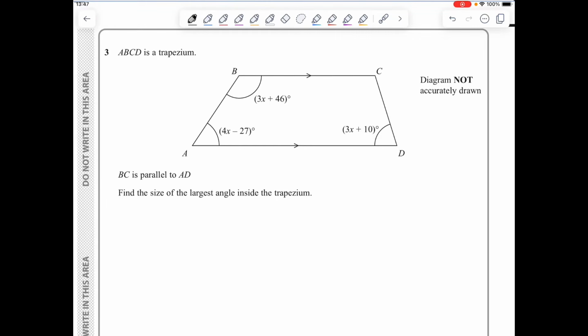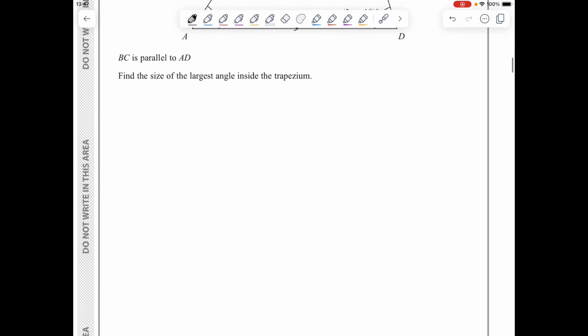I'll start question 3 by finding the value of x. Now to find the value of x, I'll use the fact that angles A and B are interior angles, therefore they add up to 180 degrees. So 3x plus 46 plus 4x minus 27 is equal to 180. Simplify to get 7x plus 19 is 180, and then solve this to get x is equal to 23. Again, I use the fact that interior angles add up to 180 degrees.